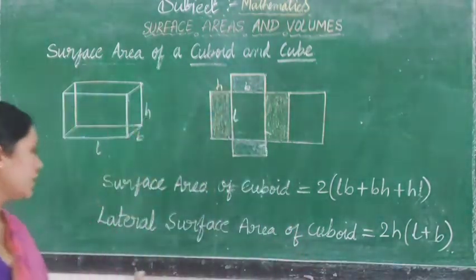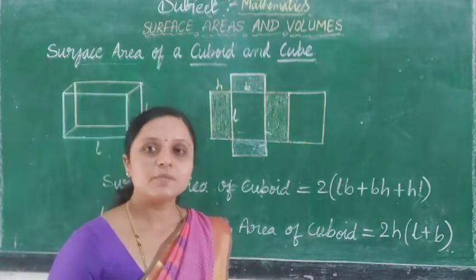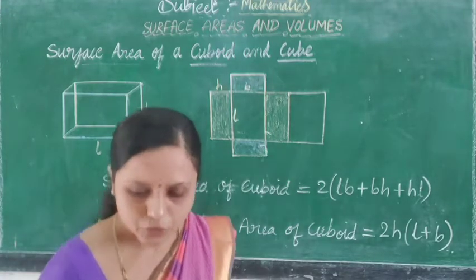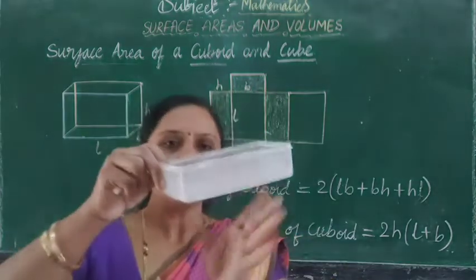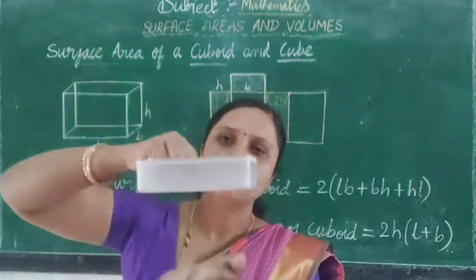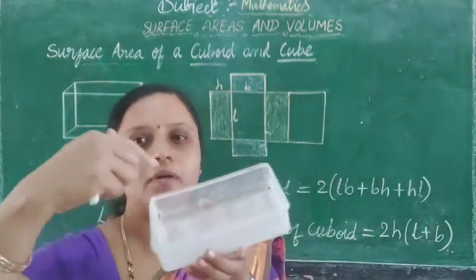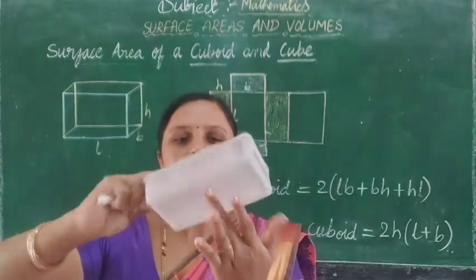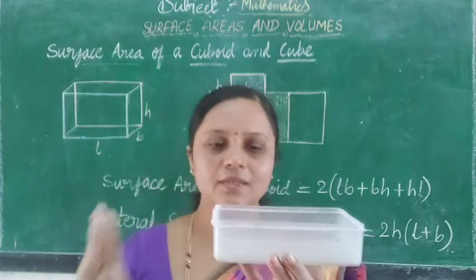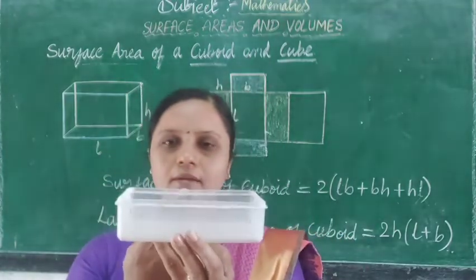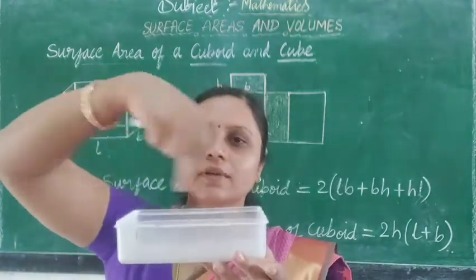Now again we find the lateral surface area of a cuboid. What is meant by lateral surface area? Students, you can see this one. Leaving this top face and this bottom face, what are the remaining faces? Yes, it is 4 faces. That is what? Front, back, right and left faces. This is only the lateral surface area.